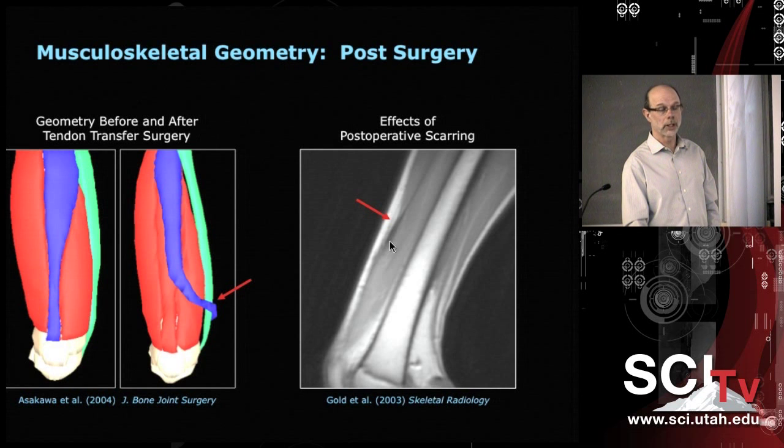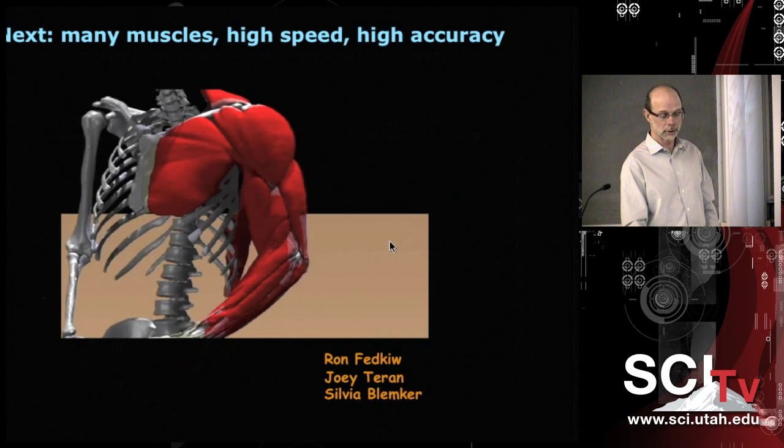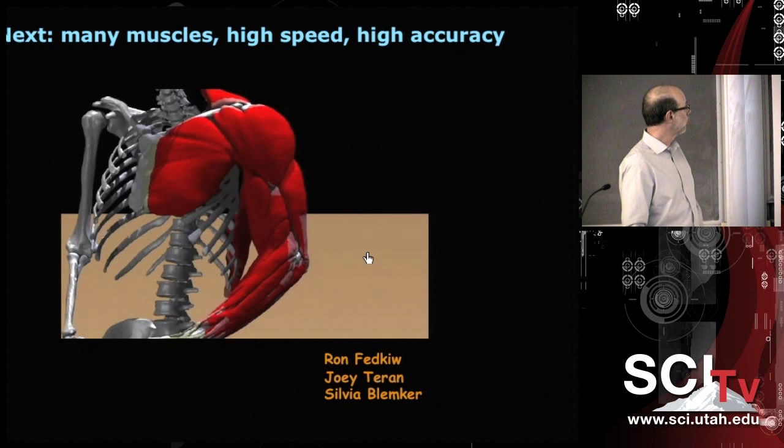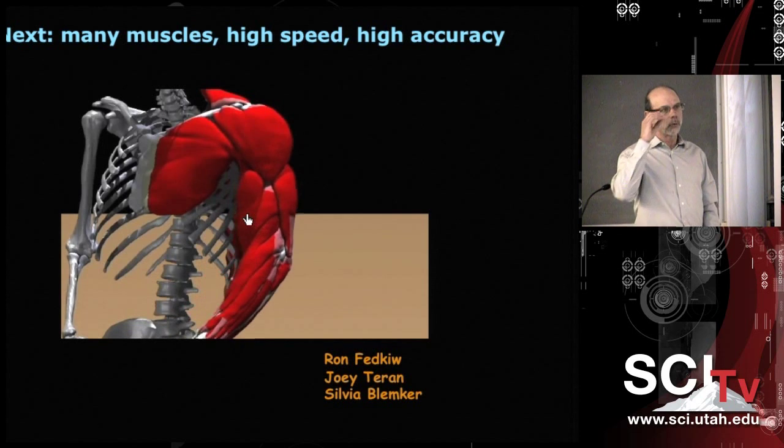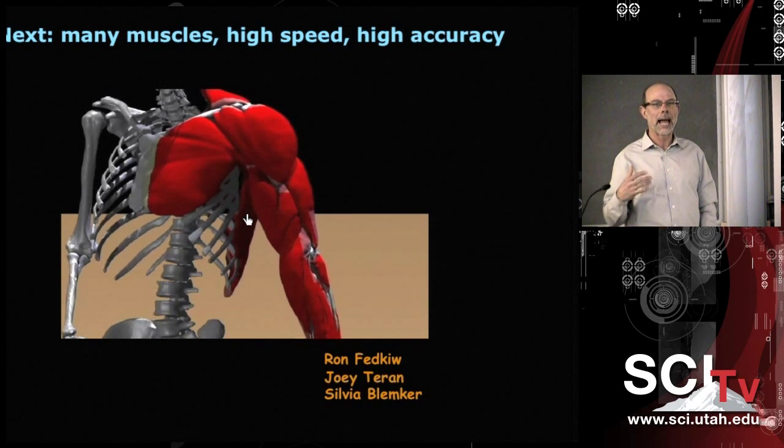Our simulations are really slow, finite element simulations of muscle. Ron Fedkiw, who may be known to some of you, has been working on this with Joey Teran and Silvia Blemker. Oh, this is a cool movie. We can do three muscles in a day and a half.